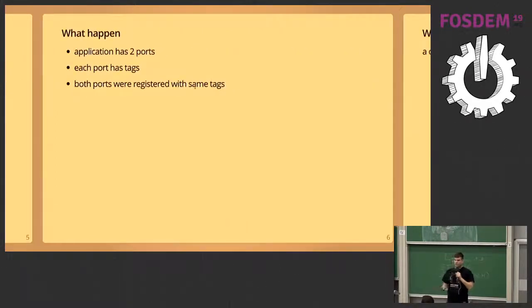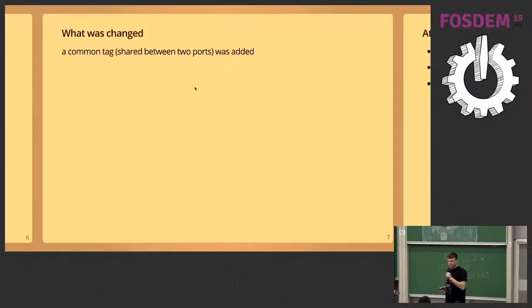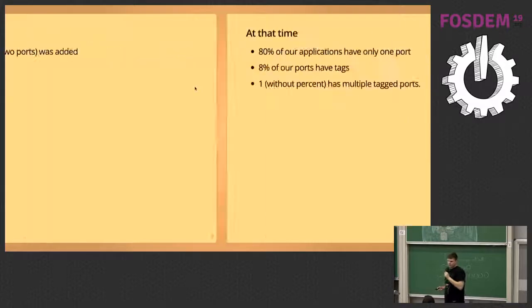So what happened? This application exposed two ports, one for admin and one for the rest of the world. Each port has a tag, and both ports were registered with the same tags. Because they had the same tags, one port disappeared from Consul. So what changed? Because this service was deployed many times a day, one tag was appended.